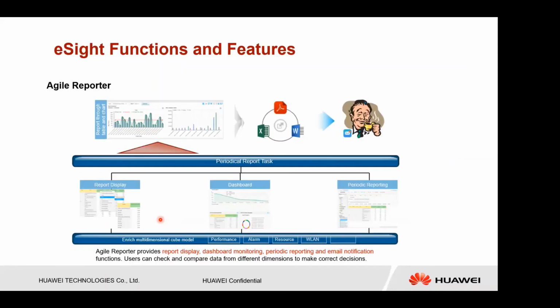And the last part is for the Agile Reporter. So for this part, Agile Reporter is a feature which provides report display, dashboard monitoring, periodic report, and also email notification function. So you can view all the reports and also based on the dashboard, and you can also make a periodic report to be sent to your email as well.